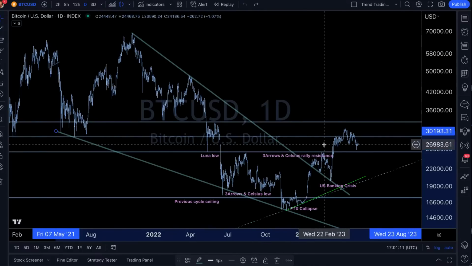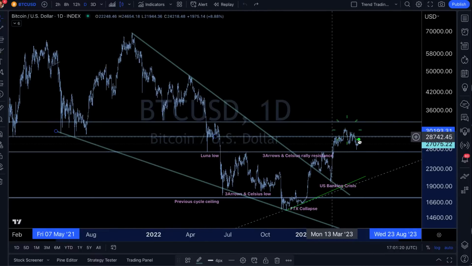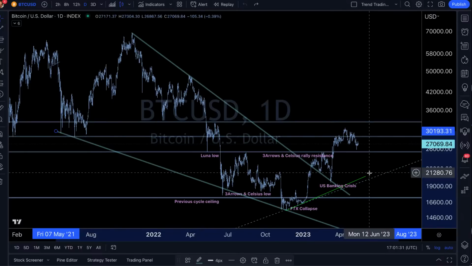So how far away is that, right? If we were to break down below, we've got support over here at 25,200. If we saw this distribution event break down further, at that point we're coming in towards that area of the bull market breakout. It's something you should be aware of.